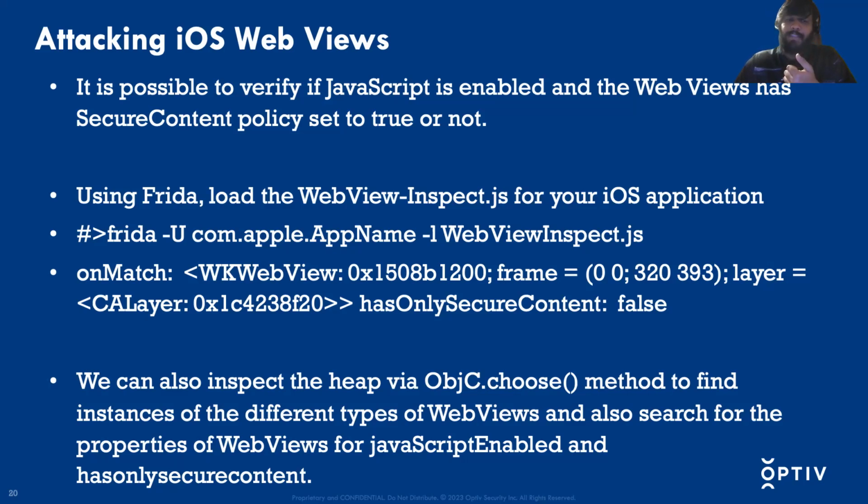We can also inspect the Objective-C heap using the choose method to find instances of the different types of web views, and search for their properties, whether JavaScript is enabled and whether secure content policy is enabled. So web views are really important when you include that component within an iOS application.